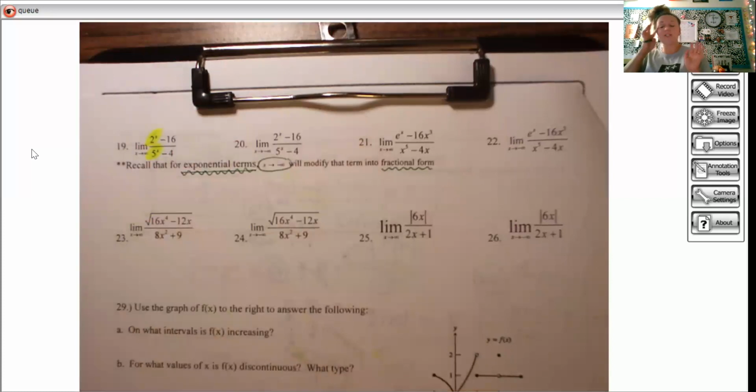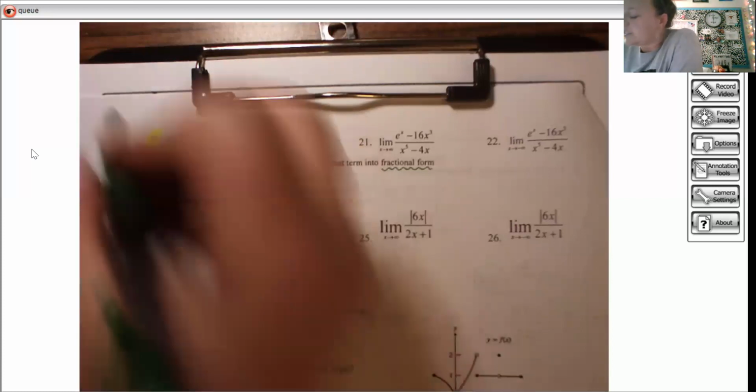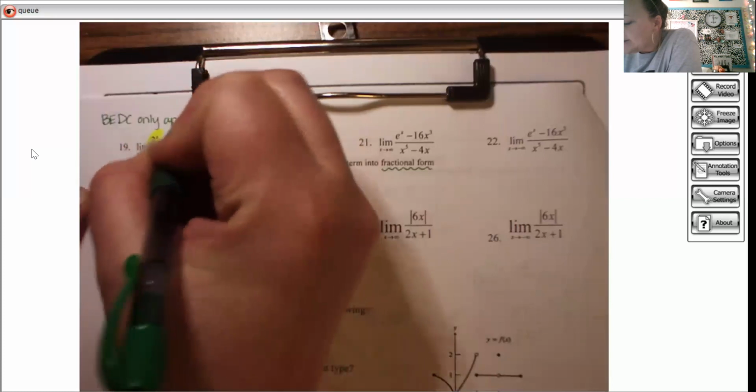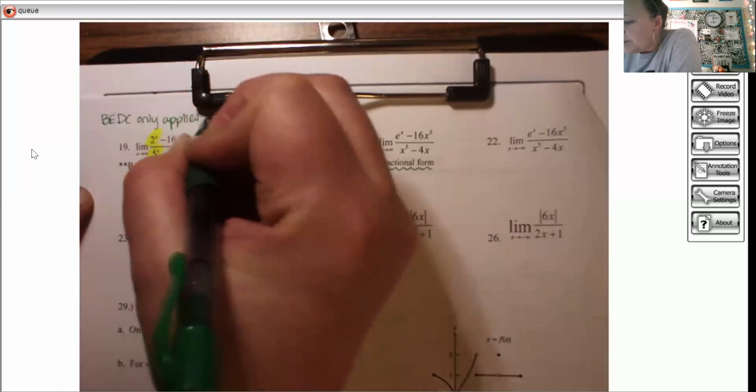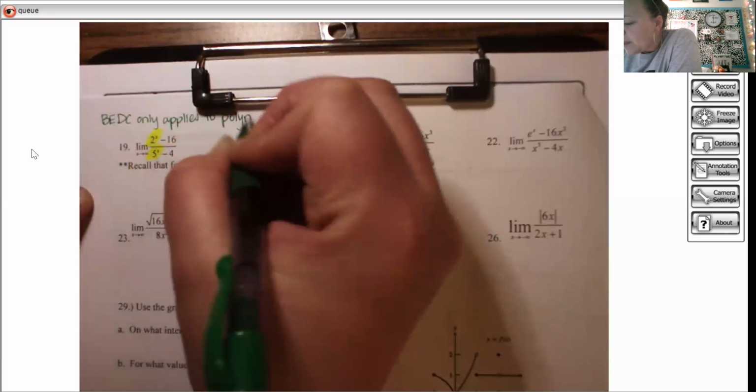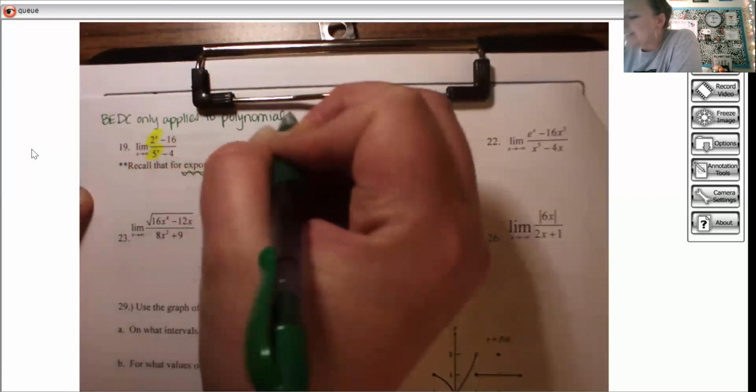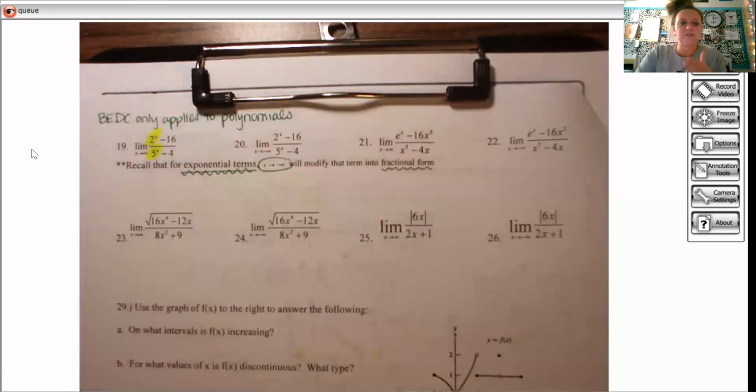And then also, let me just remind you, I know we haven't looked at this in so long, Bedsey only applies to polynomials. You can never have a tie with exponentials. So I've had kids say, like for this one, oh, it's a Bedsey, 2/5. Okay, 2 to the x and 5 to the x are both exponentials, but if one of them is bigger than the other, you have to pick.